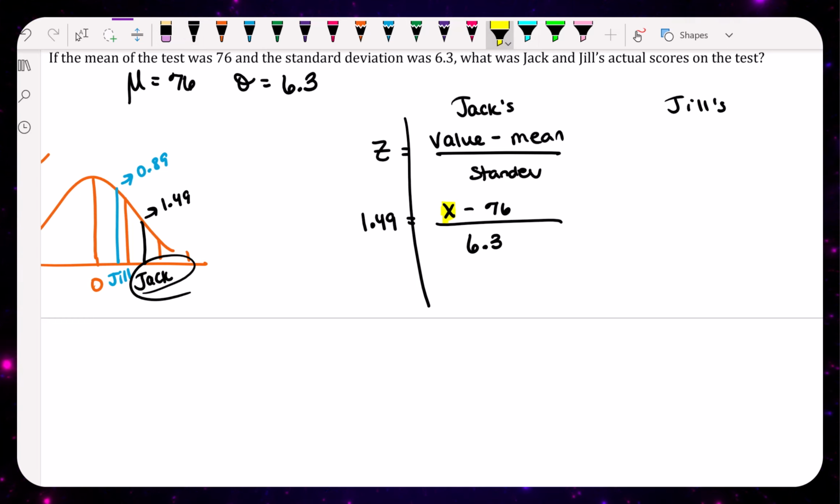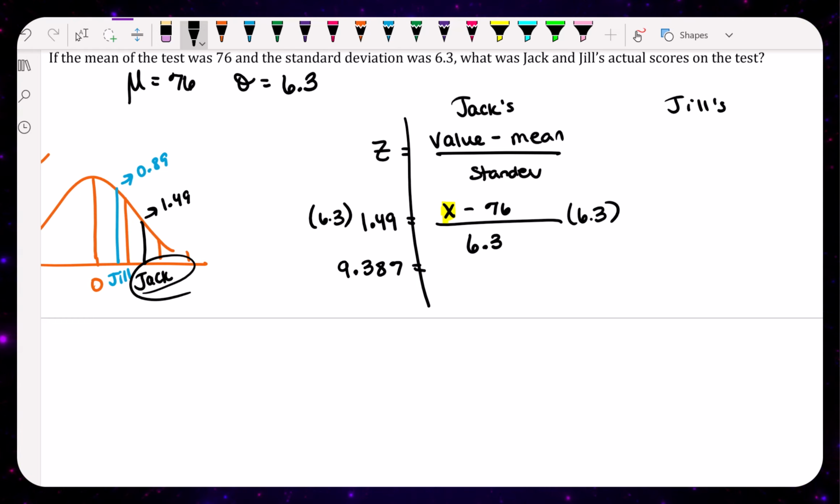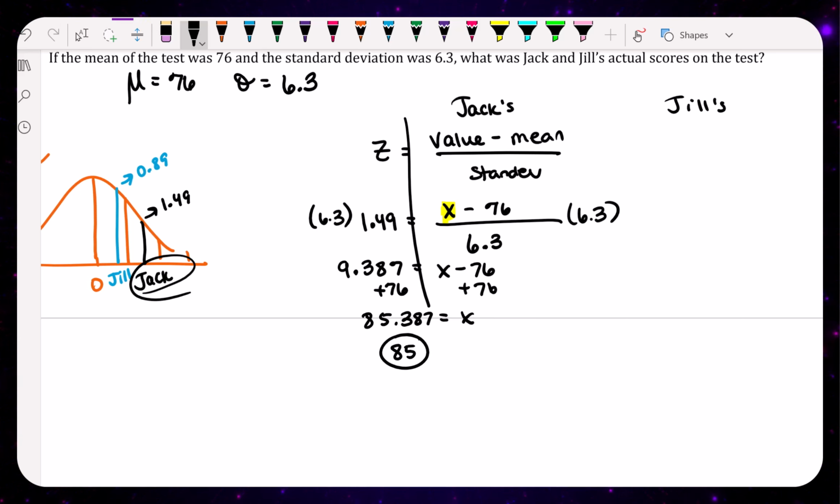This is different. This is backwards. So we're going to use inverse operations. First thing you want to do is get rid of the 6.3. So I'm going to multiply by 6.3. We get 9.387. Don't round unless you have to. Okay, and then we're going to finish it up by getting x by itself. We're going to add 76 to that. And that's going to be 85.387. Now we're talking about test grades. So if we're going to round it to the nearest point, I'd say that he made an 85.